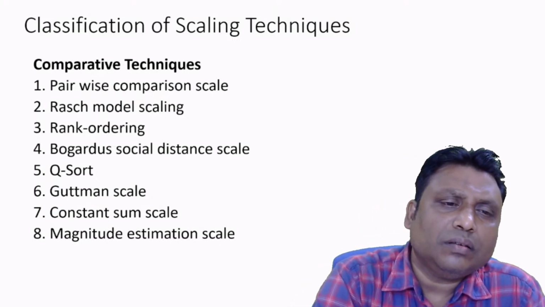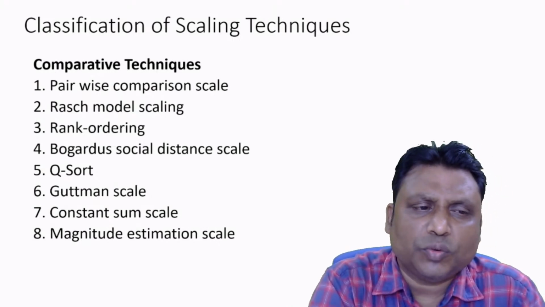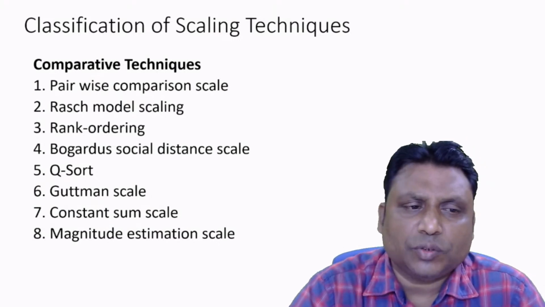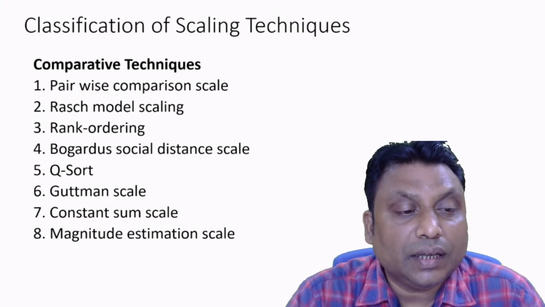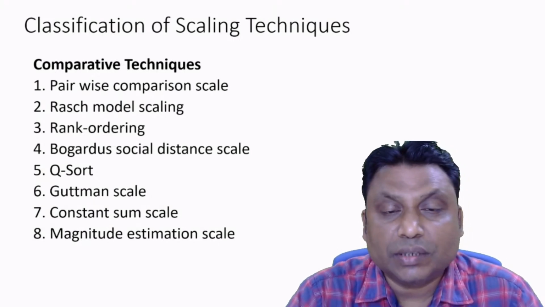Other scaling techniques we generally do not use in our educational research work or social research work. In scientific research work, they generally use the Rasch model, the Bogardus social distance scale, the Guttman scale, and the magnitude estimation scale.